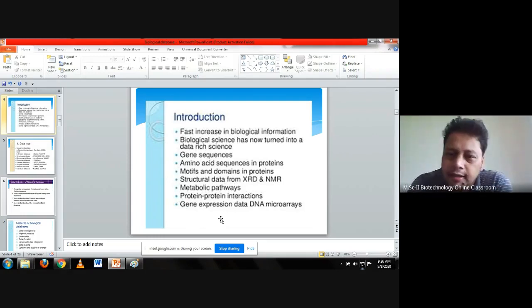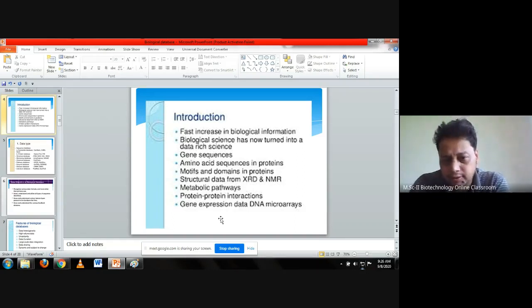XRD and NMR, nuclear magnetic resonance, they are used to resolve the structure of molecules, the 3D structure. Molecules, whether glucose or sucrose or starch, are not in that flat form. They are present in a 3D form, dissolved in a water environment. So here you will resolve the structure.